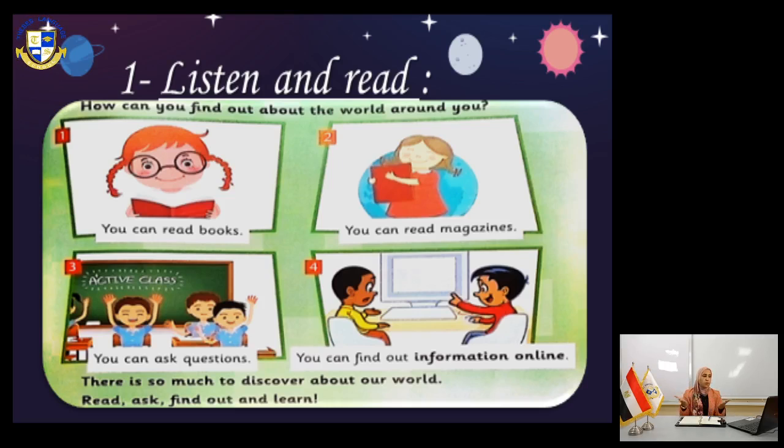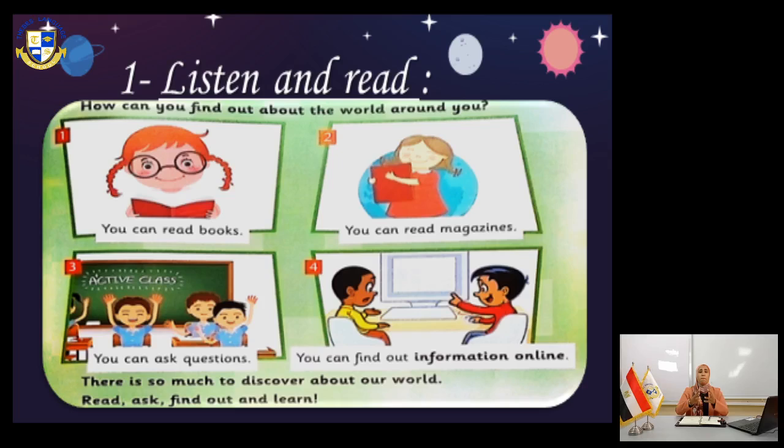You can read books or magazines. Number 3, you can ask questions. You can ask your mom, your dad, your teacher, or your elder sister or brother. Number 4, you can find out information online via the internet.